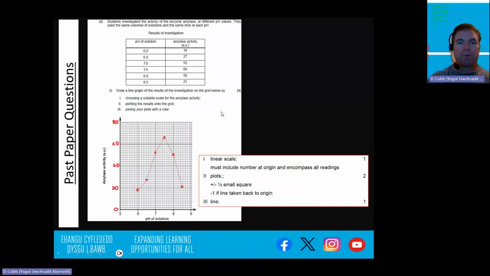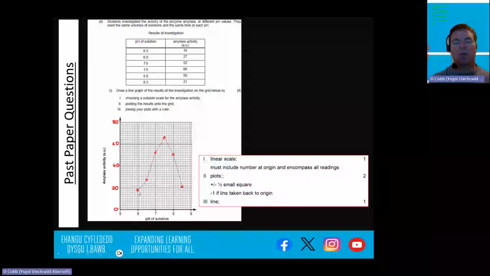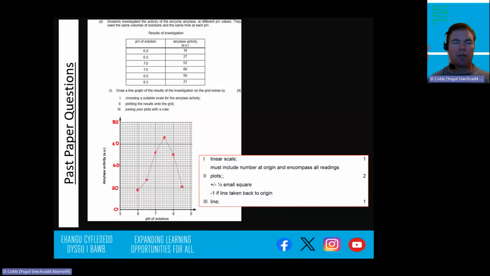A key point: they've deliberately given you pH 5 here. They're testing you to make sure you do not join to the origin from the value you've got at pH 6. Your line joining together the dots should only extend to the limit of your data.